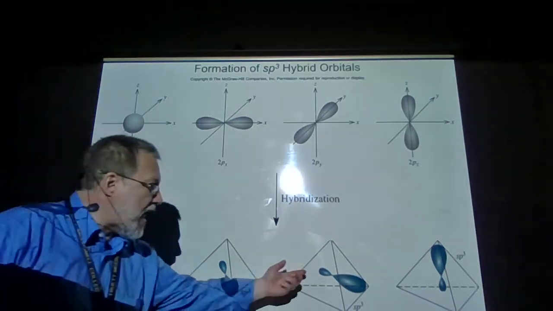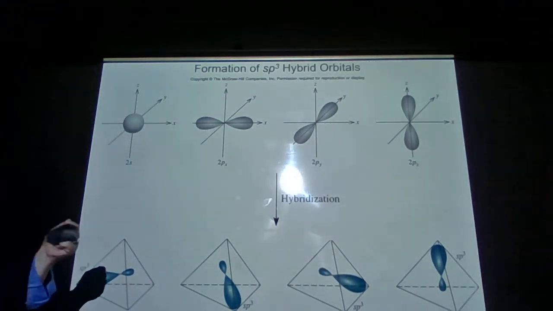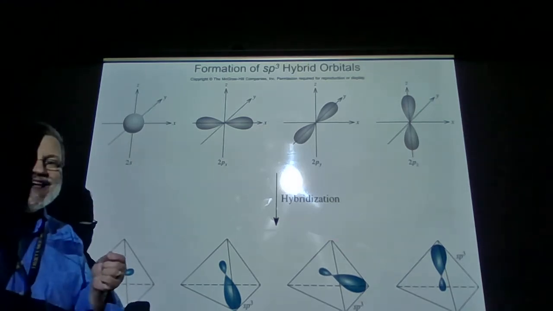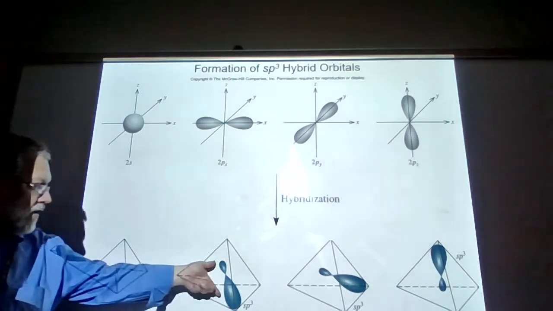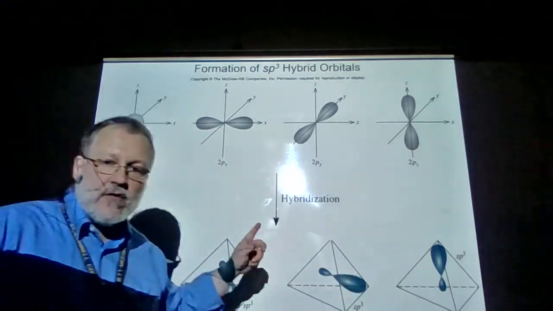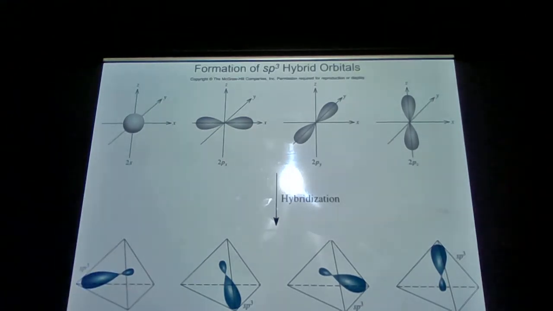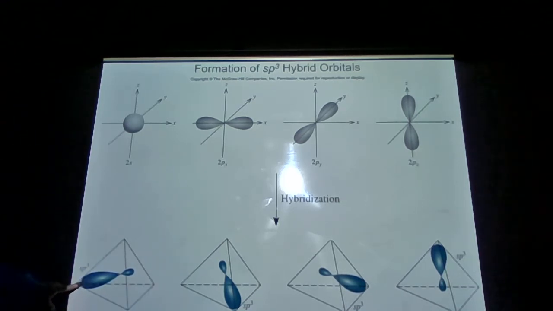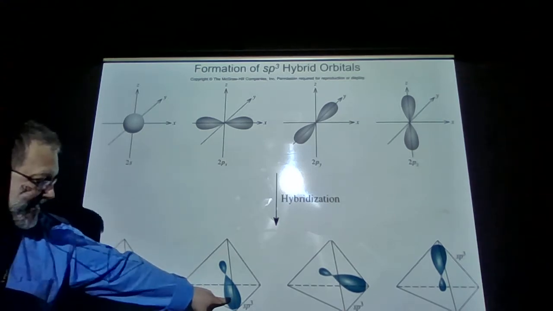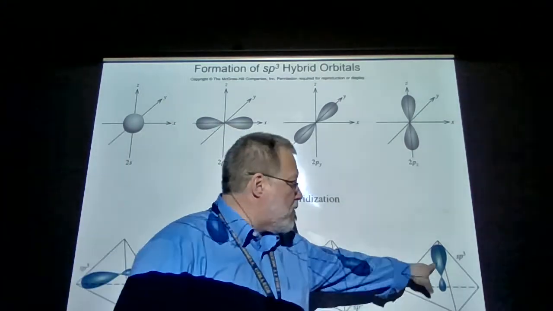Each sp3 hybridized orbital is identical to all the others, giving us identical bond strengths, identical bond lengths, and those specific angles and orientations such that they match the tetrahedral bond angles and molecular geometry that we see in methane. So we have one orbital that sticks to the back left corner, one that sticks to the very front corner, one that sticks to the right corner, and one that sticks up.